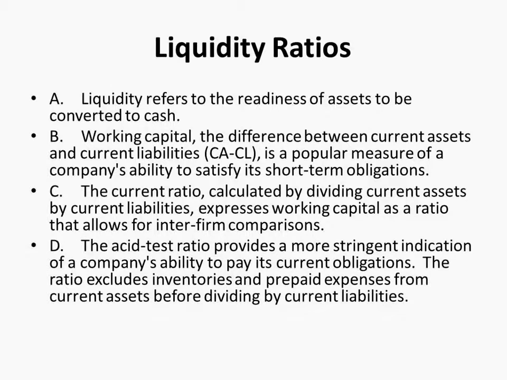So what you want to understand here, so this is our working capital, our current assets minus our current liabilities. Obviously, you want your current assets to be higher than your current liabilities. You want to know that you can satisfy your short-term obligations. So the current ratio divides current assets by current liabilities. So it gives working capital as a ratio so you can compare within firms. So it turns it from a number to a ratio. So you can compare how liquid is one firm versus the other.